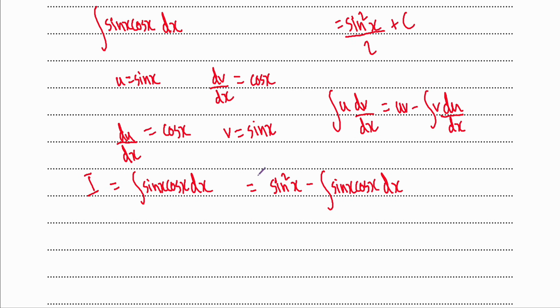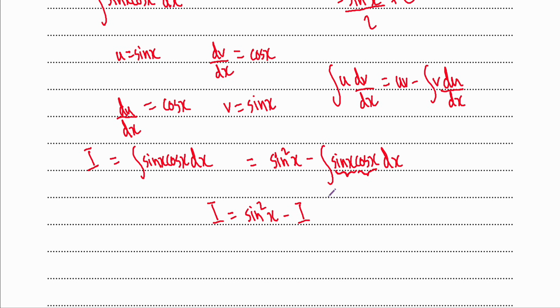Well, we've applied the formula, but then we have ended up getting something which is still very difficult to integrate. We still need to use integration by parts for this, because this is also a product of two functions, right? But this right here is actually our original integral, which is equal to I. So we have I is equal to the sine squared of x minus I, because that is the integral that we need.